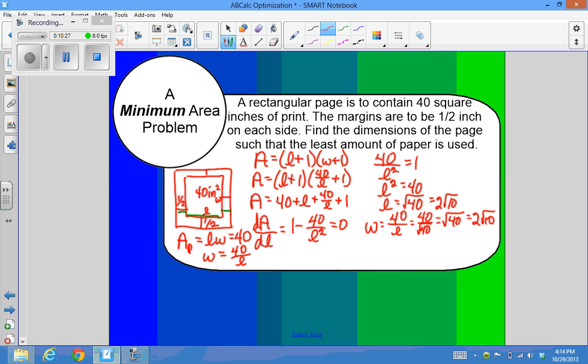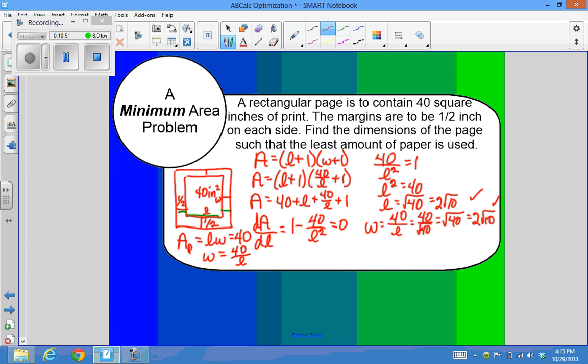So my length and my width are the same. A square sheet of paper is the best one to use, the least amount of paper with the maximum amount of area. Okay, but it said find the dimensions of the page. It didn't say find the dimensions of the printed area. 2 square root of 10 and 2 square root of 10, those are the dimensions of the printed area.